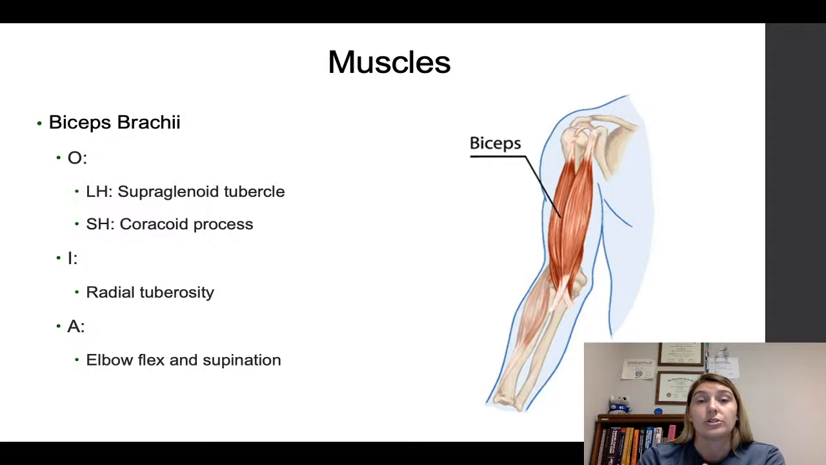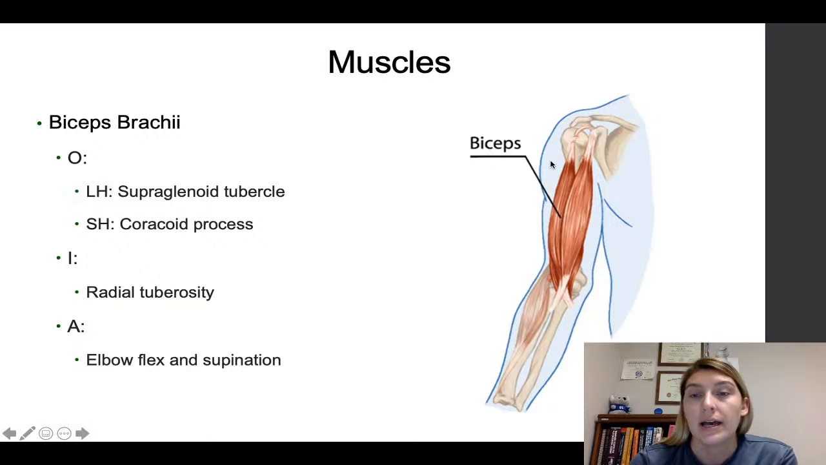So superficial to the brachialis is going to be our biceps brachii. So you can actually see the brachialis kind of sitting underneath. So bicep, bi means two. So you have two heads of the bicep. We have a long head and we have a short head. So LH is long head, SH is short head.